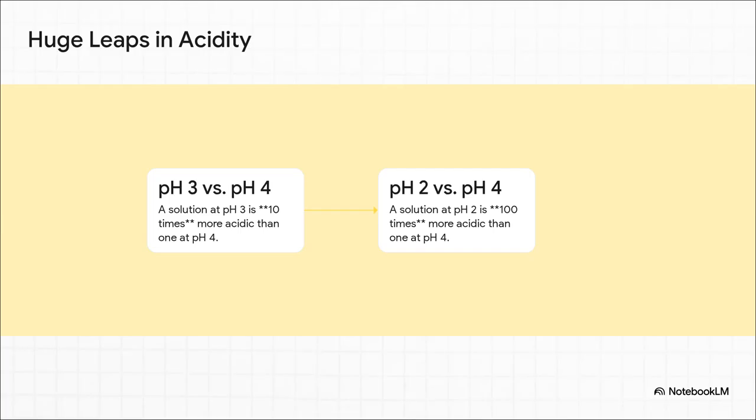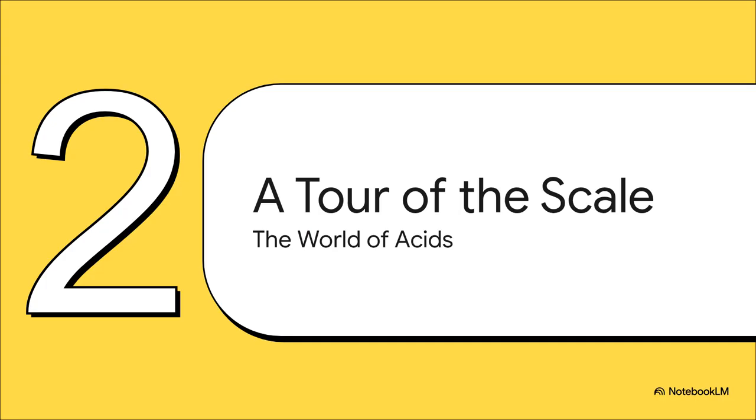Okay, check this out. A solution with a pH of 3 is 10 times more acidic than one with a pH of 4. That's already a big difference. But if you drop down to a pH of 2, it becomes 100 times more acidic than that pH 4 solution. So every single step is this enormous leap in power. So with that incredible power in mind, how about we take a quick tour of the scale?